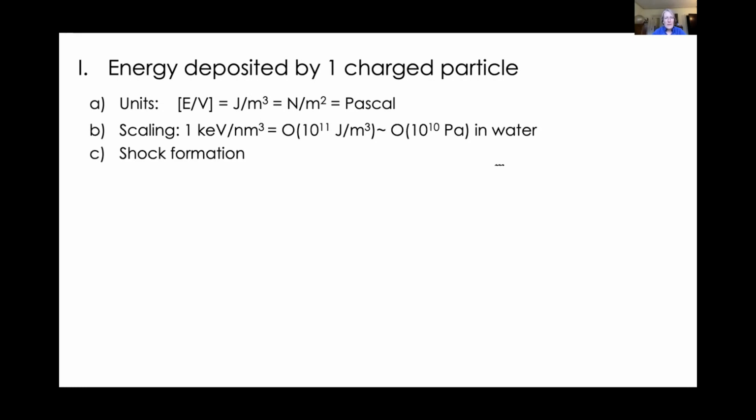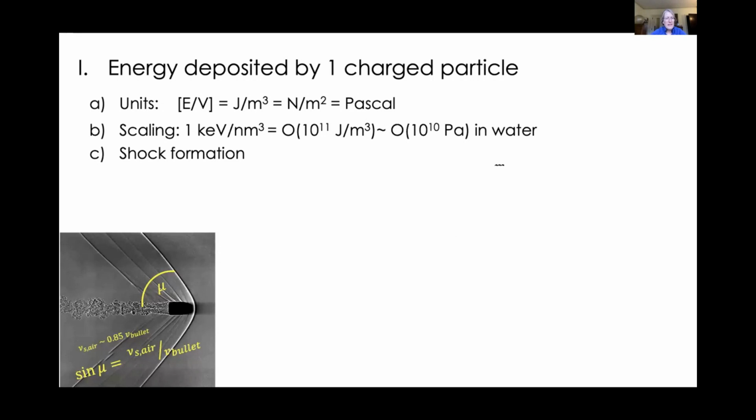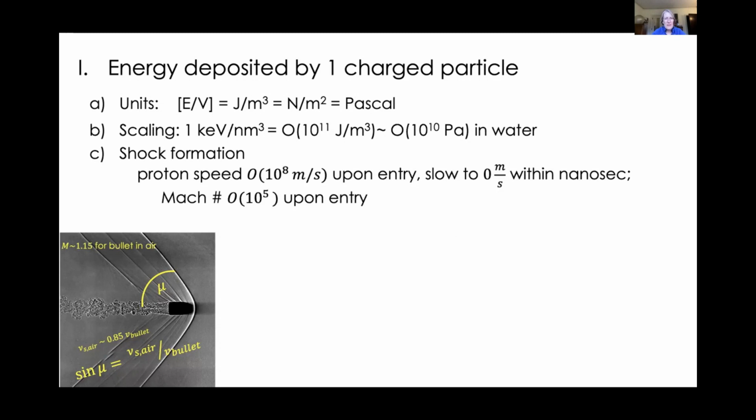And so when we think about shock formation, here's a classic example that's taught in freshman physics. We have a bullet traveling through air, and you can see the Mach angle is just a little bit above 1, and we've got a cone angle of about 60 degrees. Okay.